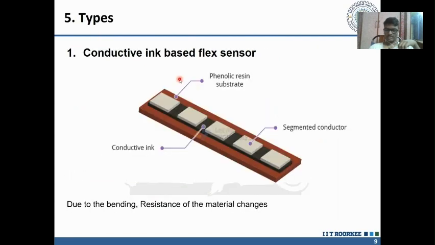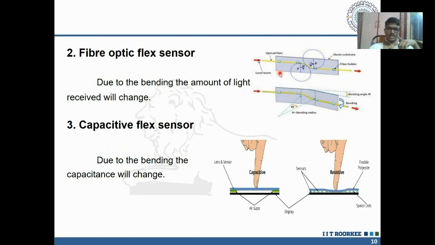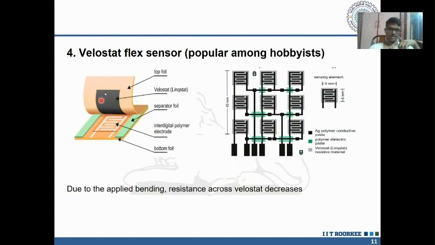And this is the velocity. This is similar to the conducting paste, but here the velocity has a property where, due to bending or stretching, its resistance will change. Like the resistance will be decreased for this case.